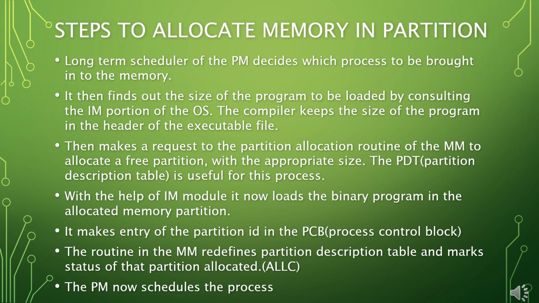It then makes an entry of the partition ID in the PCB, that is the process control block, before the PCB is linked to the chain of ready processes by using the process management module of the operating system. The routine in the memory management now updates the partition description table and marks the status of the partition as allocated. The process management eventually schedules this process. The process table is defined in the next PPT.